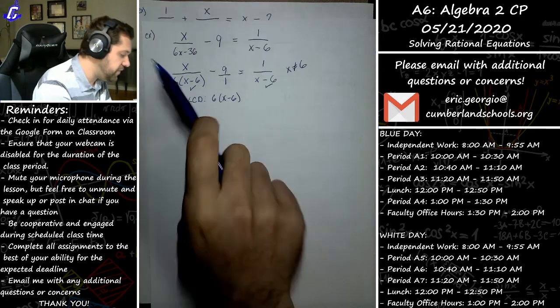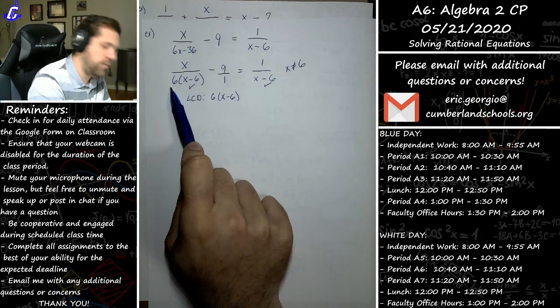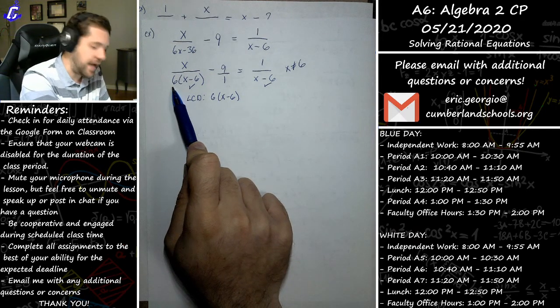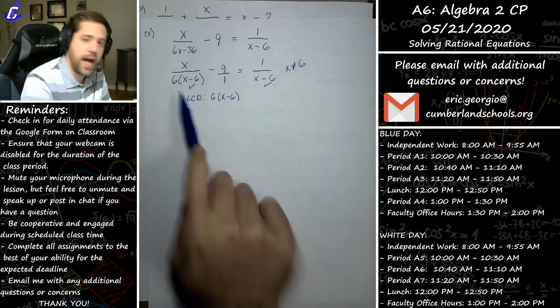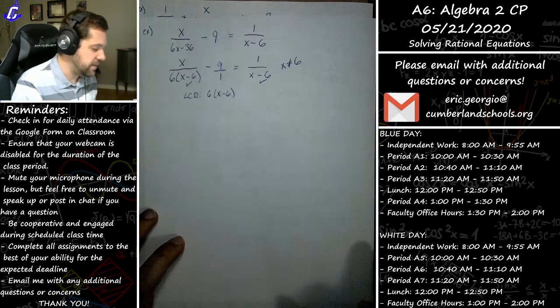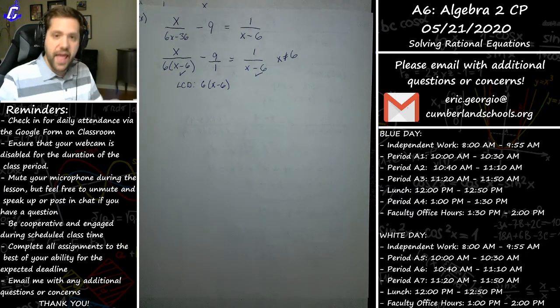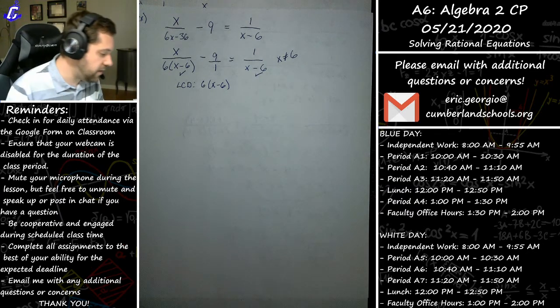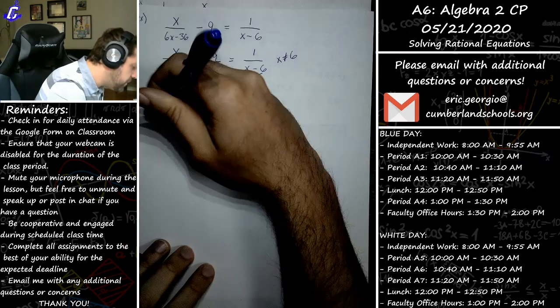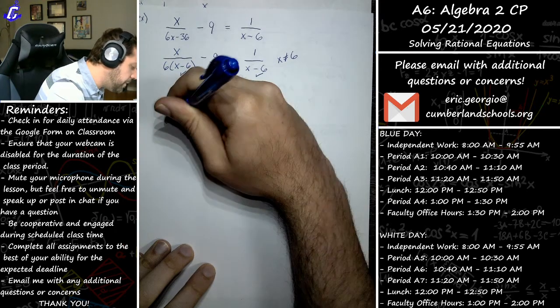Otherwise, if you just left it as x minus 6, this one would be like, well, wait a minute. I have this extra factor of 6 here that you're not accommodating me for in the least common denominator. Okay, it needs to be a common denominator, meaning everything needs to have something in common. So now we can go ahead and convert.